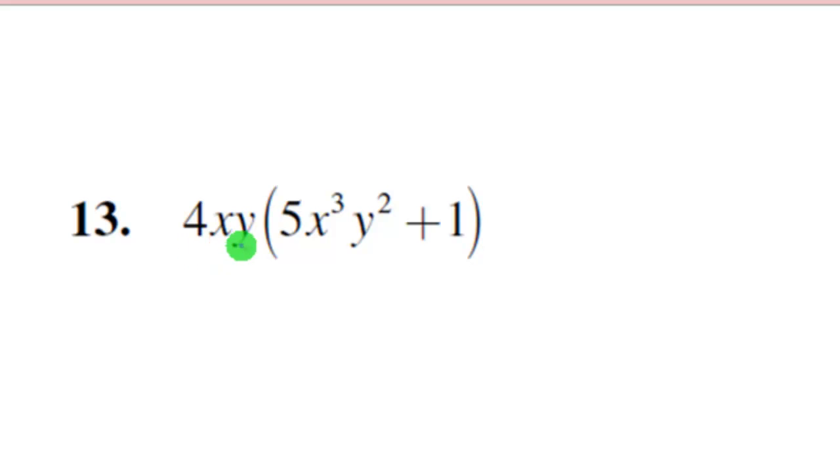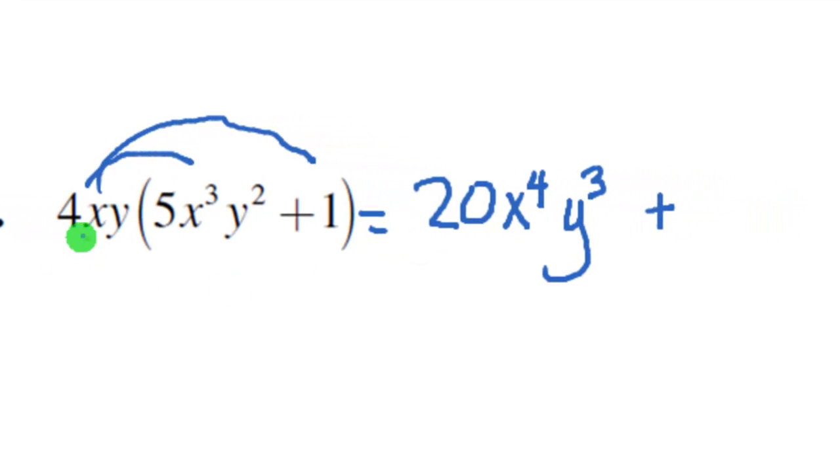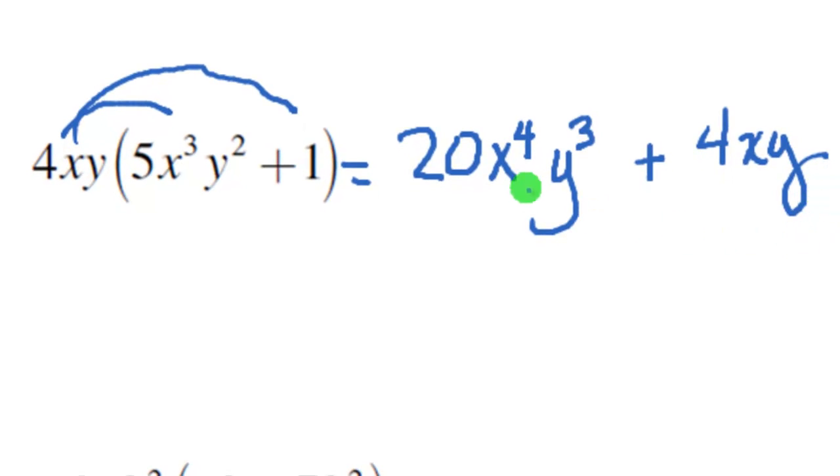Now we have 4xy times 5x cubed y squared plus 1. Distribute. 4 times 5 is 20. X times x cubed is x to the fourth. Y times y squared is y to the third. Plus, and then since we're multiplying 4xy times 1, we know that anything multiplied times 1 is just the number we started with, so that's just a 4xy. These are not like terms, so we cannot combine them, so we're done.